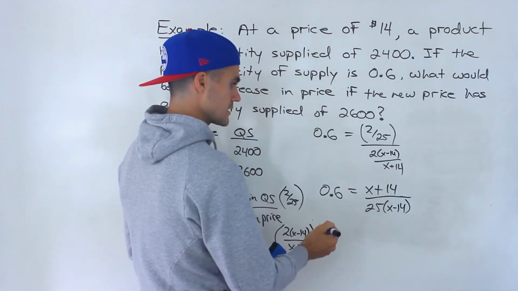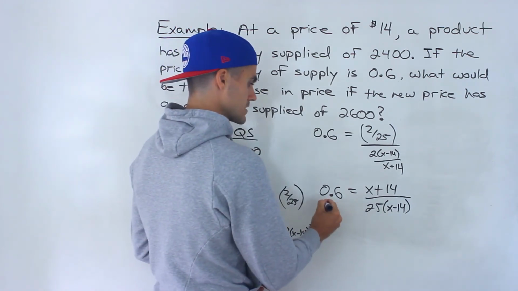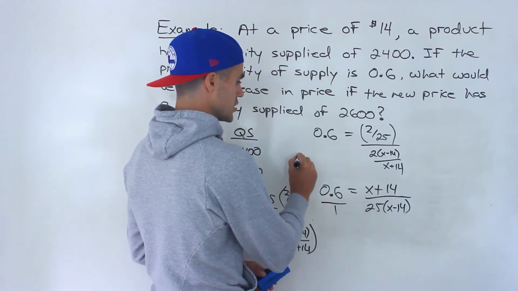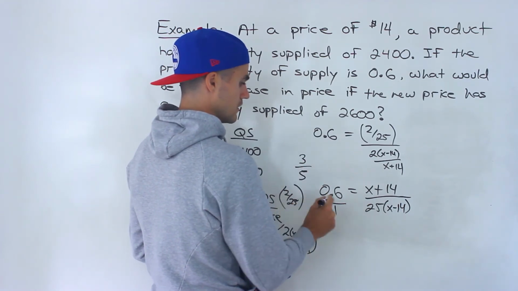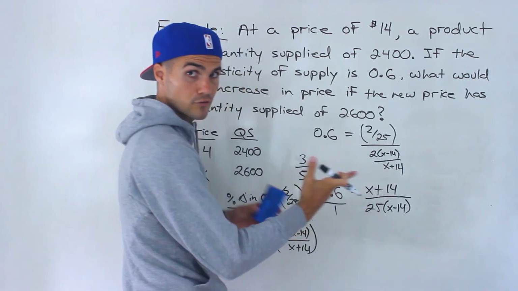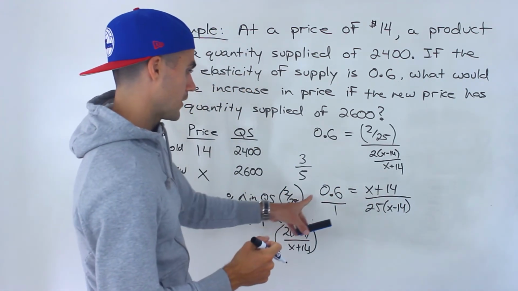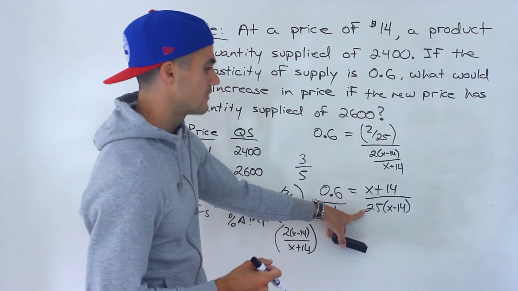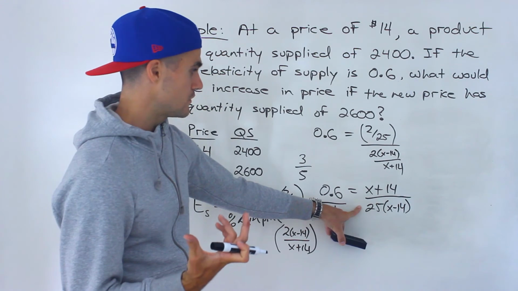So the 0.6, a couple of things you could do with this 0.6. You could put it over 1, that's what I'm going to do, but you could also take this 0.6, change it to 3 over 5, and then multiply the 3 here, multiply the 5, cross multiply like that. But when I put the 0.6 over 1, the 0.6 times 25 is going to give us a nice number. That's just going to be 15.